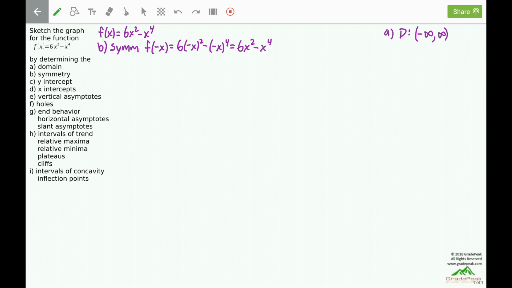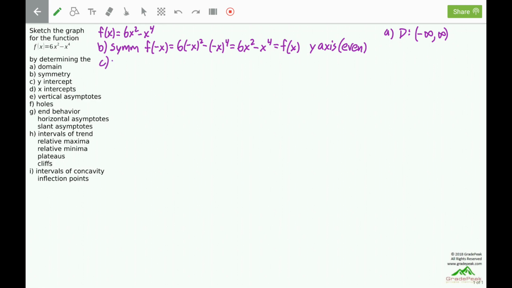Comparing this result to the original, it exactly matches it. Therefore, f of negative x equals f of x, which is the condition needed to have y-axis, also known as even symmetry. This means that the graph will be the mirror image of itself over the y-axis, so we will be sure that that is the case.